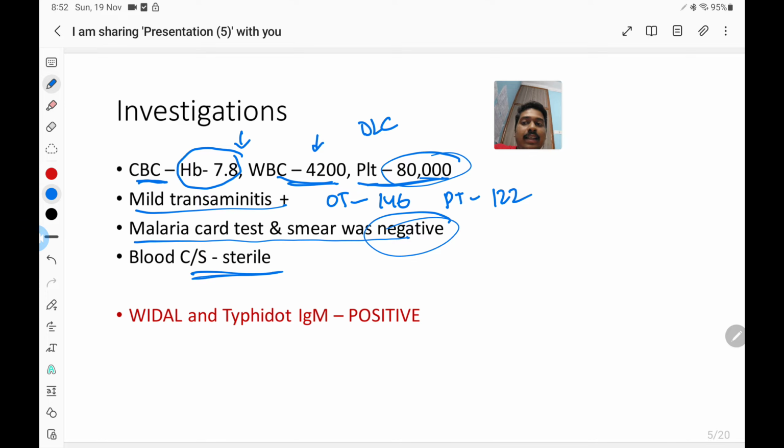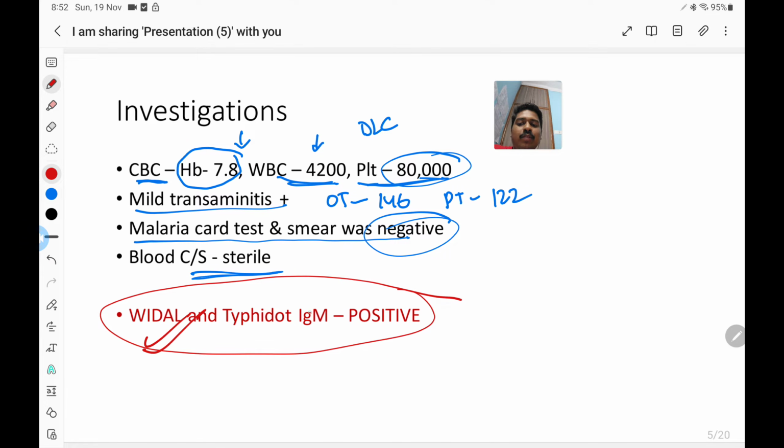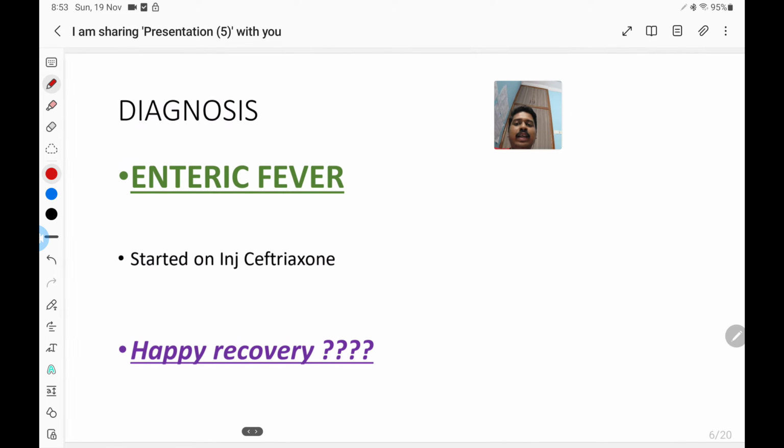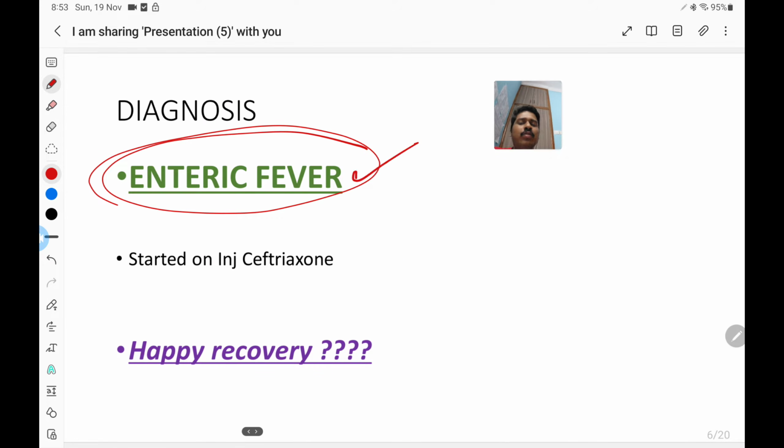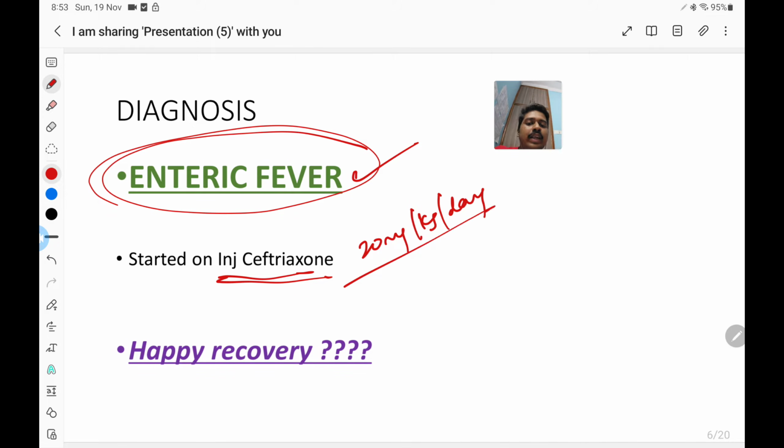However, in our initial investigations which we had sent, we got one important thing, that is her Widal was positive and typhoid IgM was reactive. So, a patient who presents with an acute history of fever with pain abdomen, who has hepatosplenomegaly, and whose Widal and typhoid IgM were positive, we kept it as a diagnosis of enteric fever. So this was a straightforward diagnosis, it was enteric fever. So we started immediately on injection ceftriaxone, that is we started at 20 mg per kg per day, which is a standard dose for enteric fever.